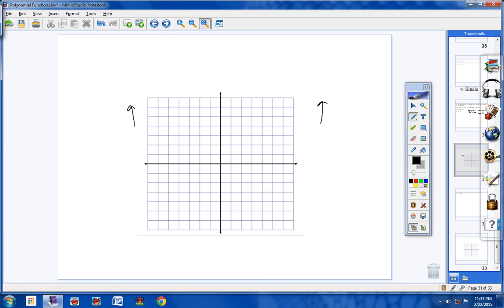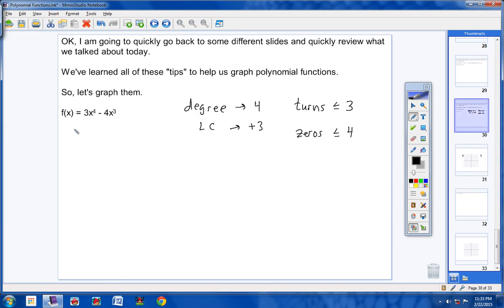All that we have to do now is just find the zeros. So let's find the zeros of this. First of all, let's factor out what's common. You have a 3 and a 4. There's really nothing that goes into 3 and 4 evenly. However, you can pull out x cubed. So pull out x cubed, and you're left with 3x minus 4.